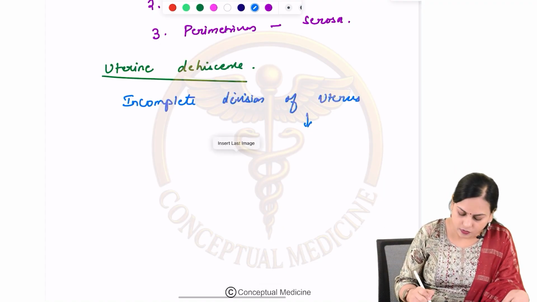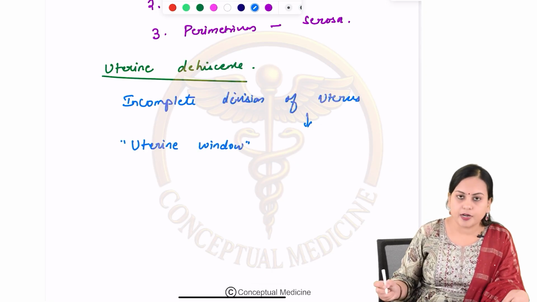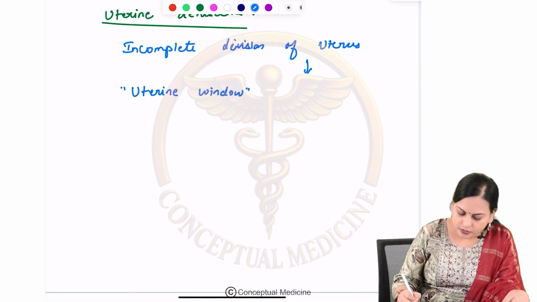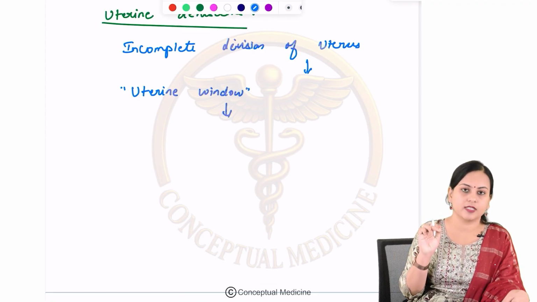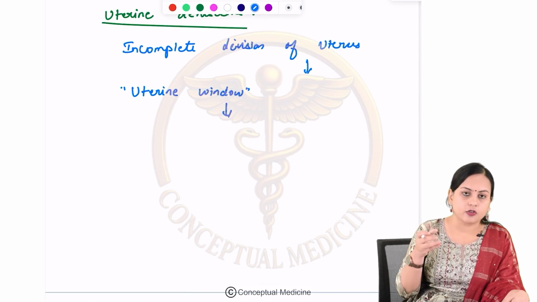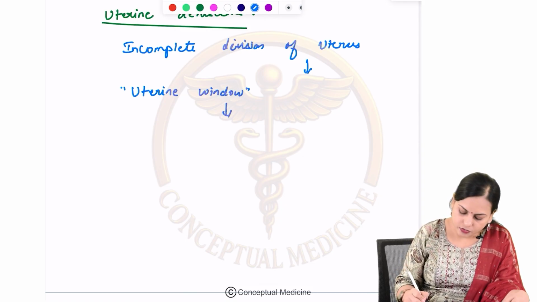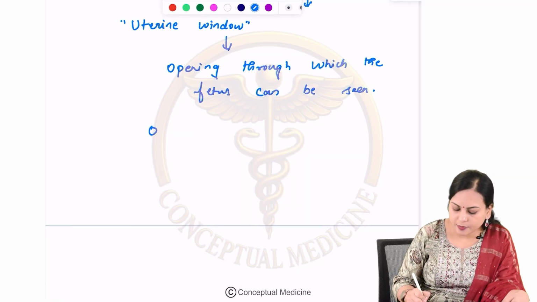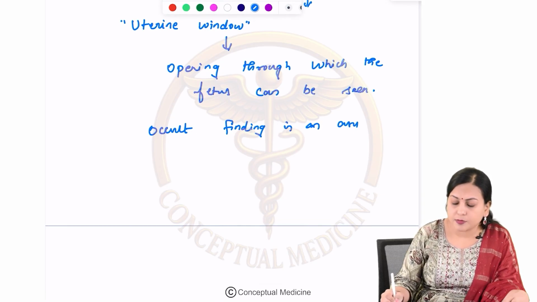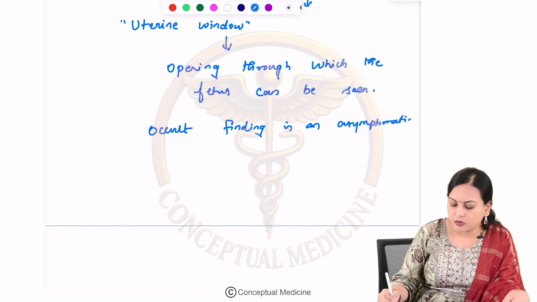Okay. So, you will be able to see a uterine window if you open up the uterus. Uterine window means there will be an opening in the uterus as soon as you open the abdominal layers through which the fetus can be seen. Okay. Sometimes this can be an occult finding also in an asymptomatic patient.